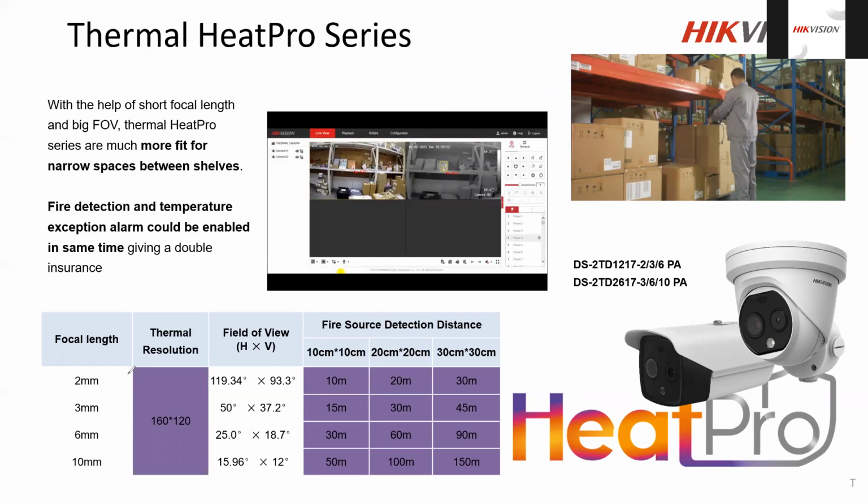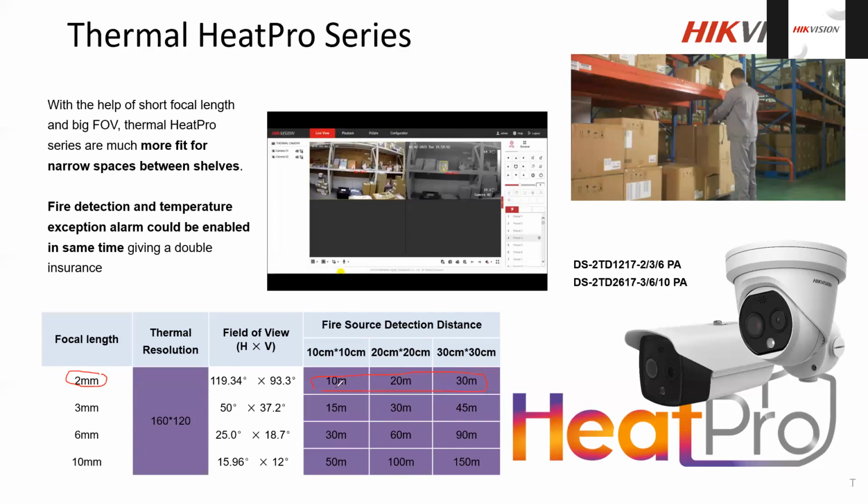So just to look at it, it all depends on the focal length. We have 2 millimeter, 3 millimeter, 6 millimeter, and 10 millimeter. You can see when the focal length is increasing, field of view is decreasing. So if you want to cover more area, you can go for a lower focal length model. But the thing you have to keep in mind is the distance is also getting less. So you can decide accordingly as per the actual site situation.